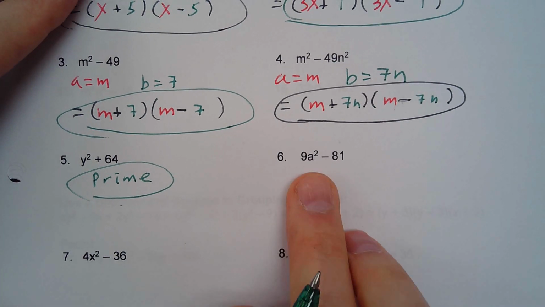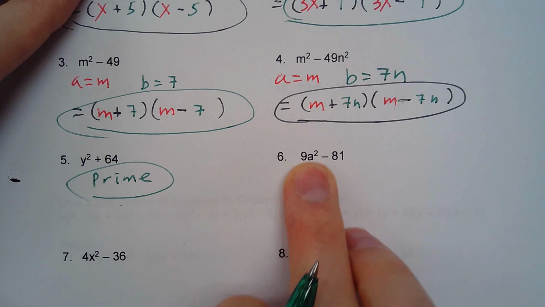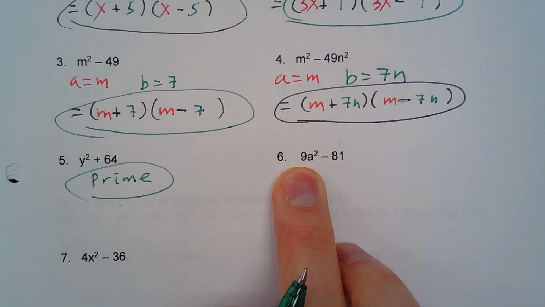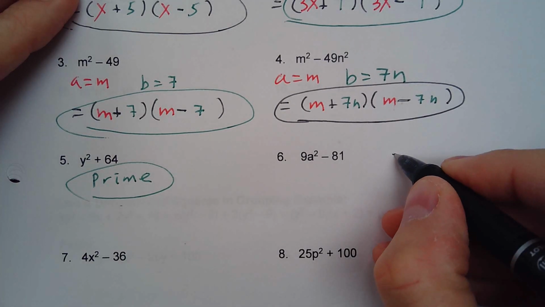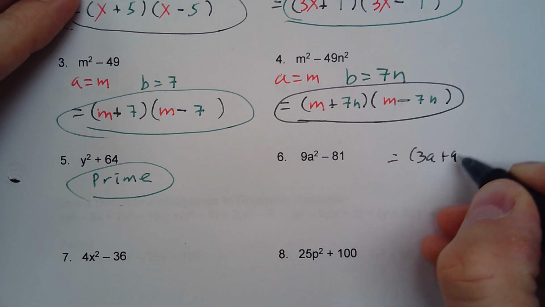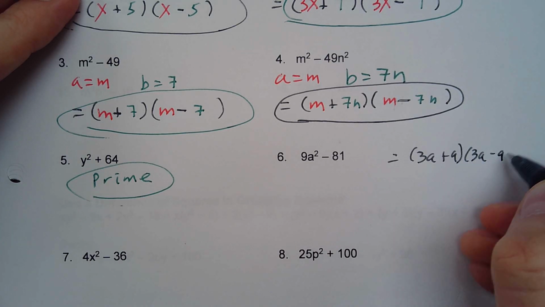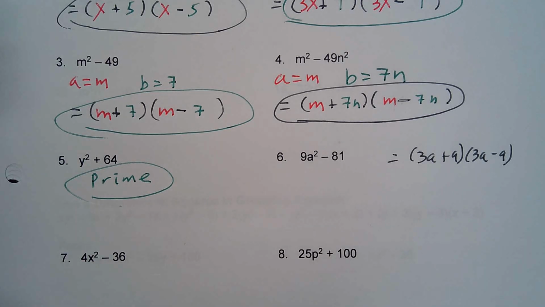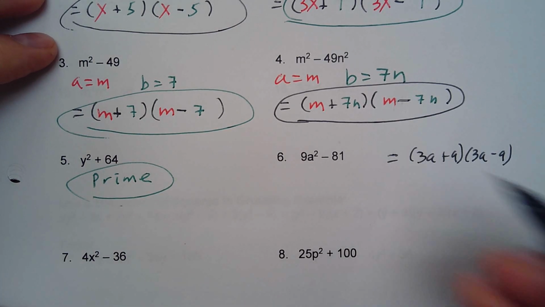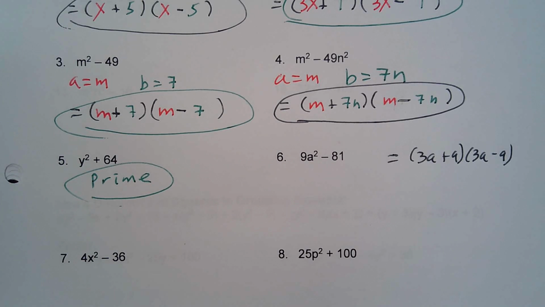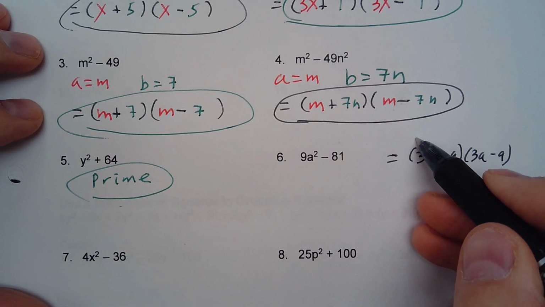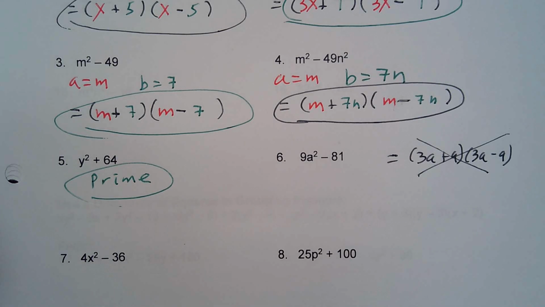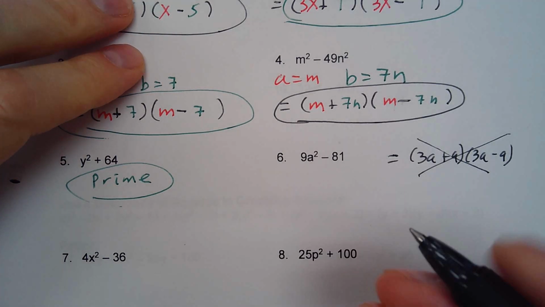Now be careful here. You might be tempted to say, hey, that's 3a, that's 9, and you might be tempted to write this as 3a plus 9 times 3a minus 9. And even though that does factor into that form, if you type that in ALEKS, it'll be wrong because it's not completely factored. These still have some common factors here. So what you want to do here is first factor out the greatest common factor, which in this case is 9.